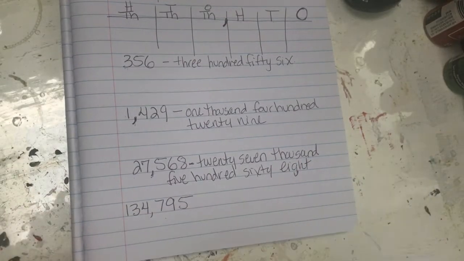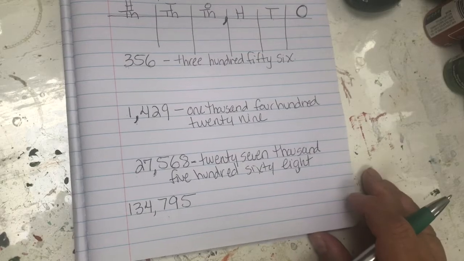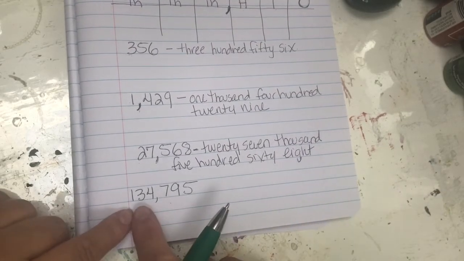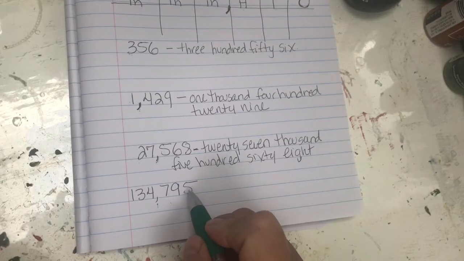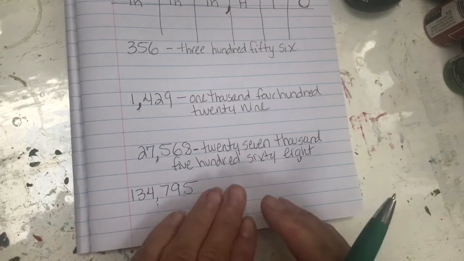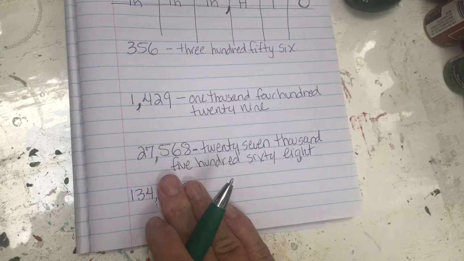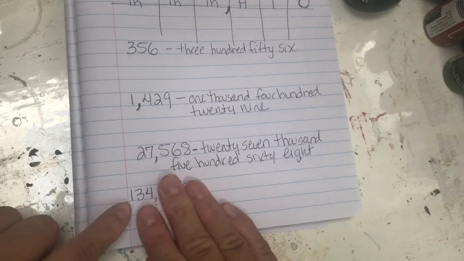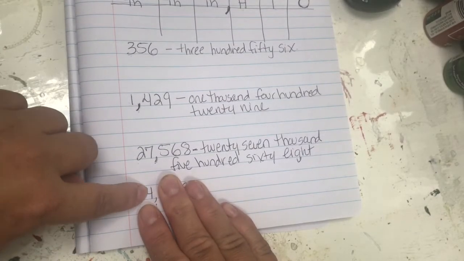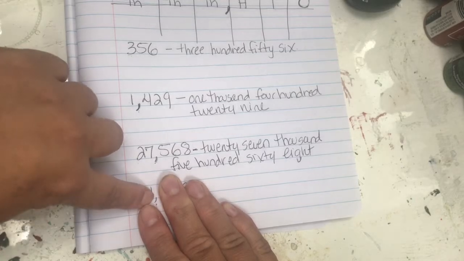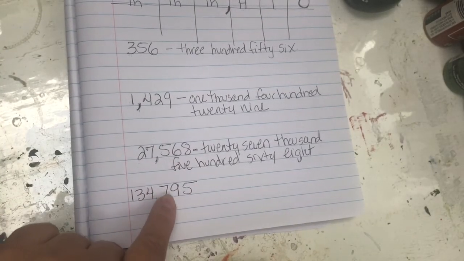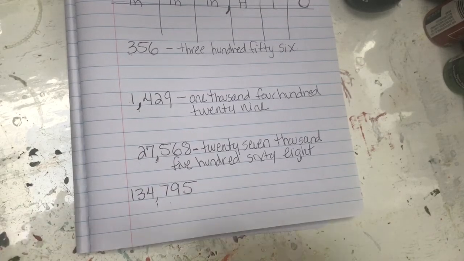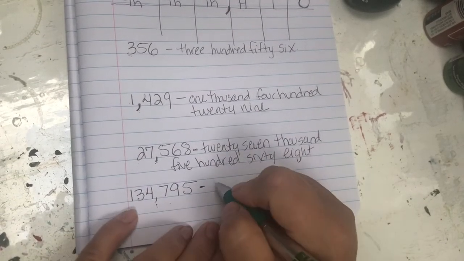All right, the last big number that we're going to practice for today is 134,795. Remember, if it starts to trick you, cover up the first part and just read what you see. 134. Then when you get to the comma, you say thousand. 134,795. Okay, so I'm going to write that out.